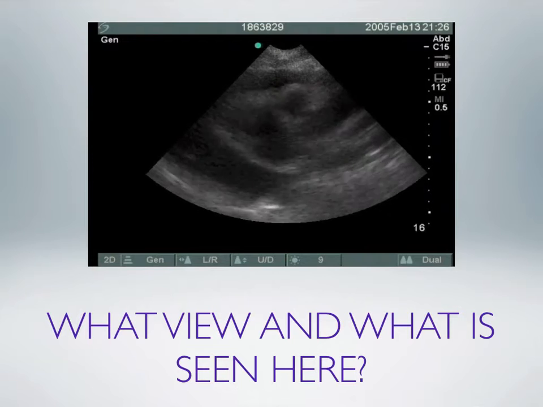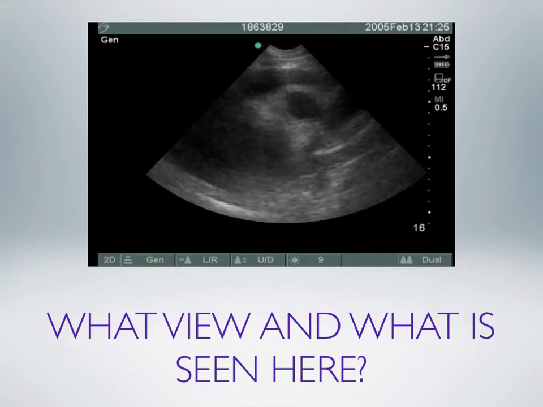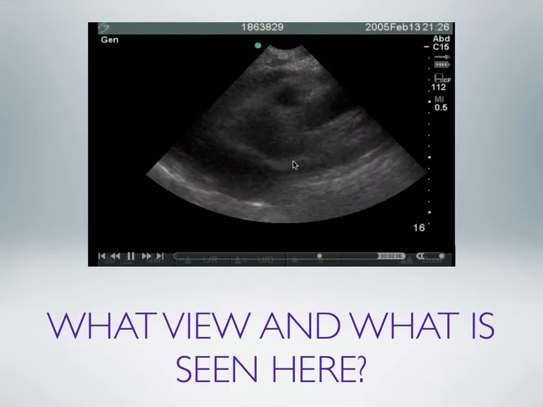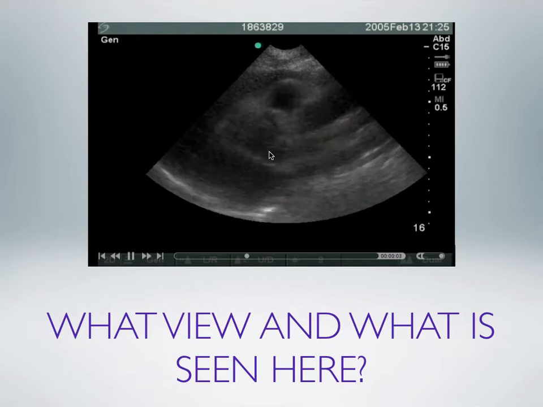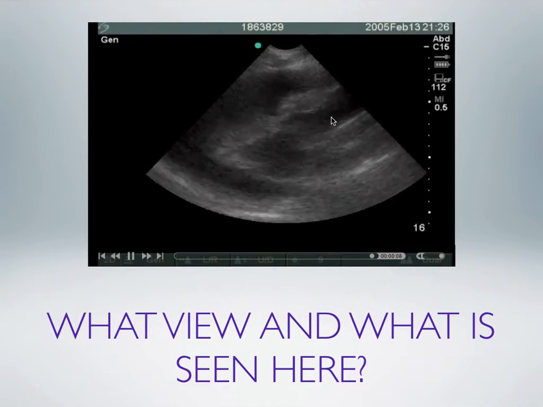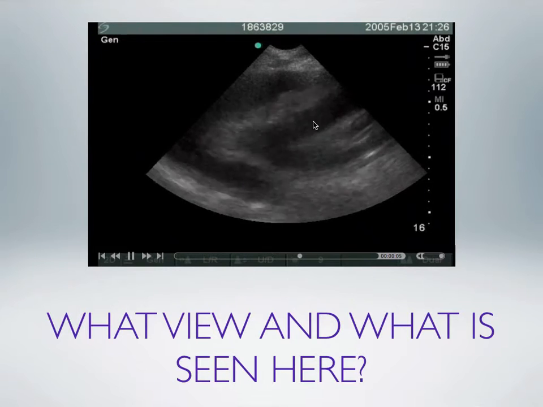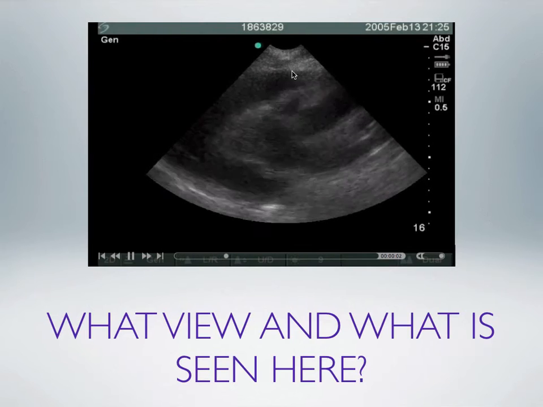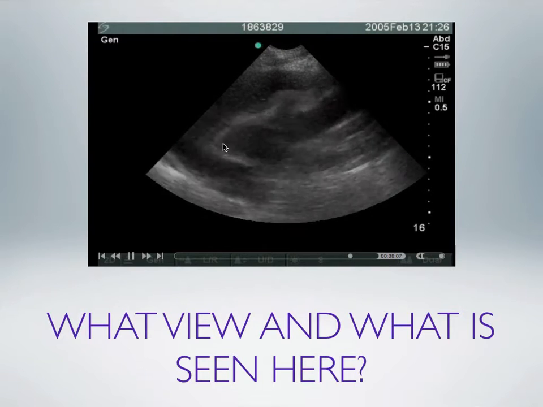So what view is seen here, and what is being imaged? The view here is somewhat tricky if you're not used to seeing imaging. What you have here is the long view of the aorta, and the long view includes the left ventricle and the aorta. This is the parasternal long. Right ventricle is up here. Left atrium, ventricle, aorta over here. Anterior chest up here. And all of this is fluid surrounding this swinging heart.